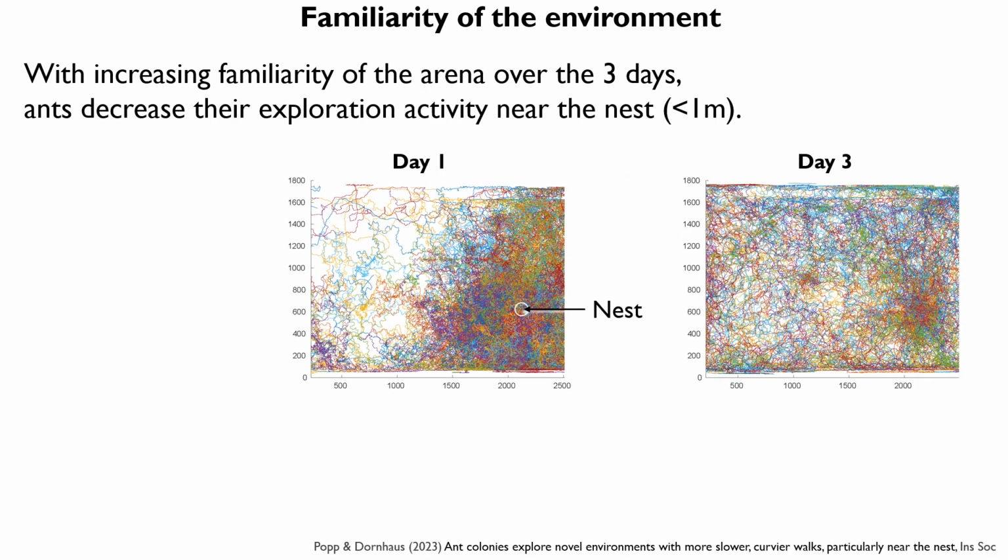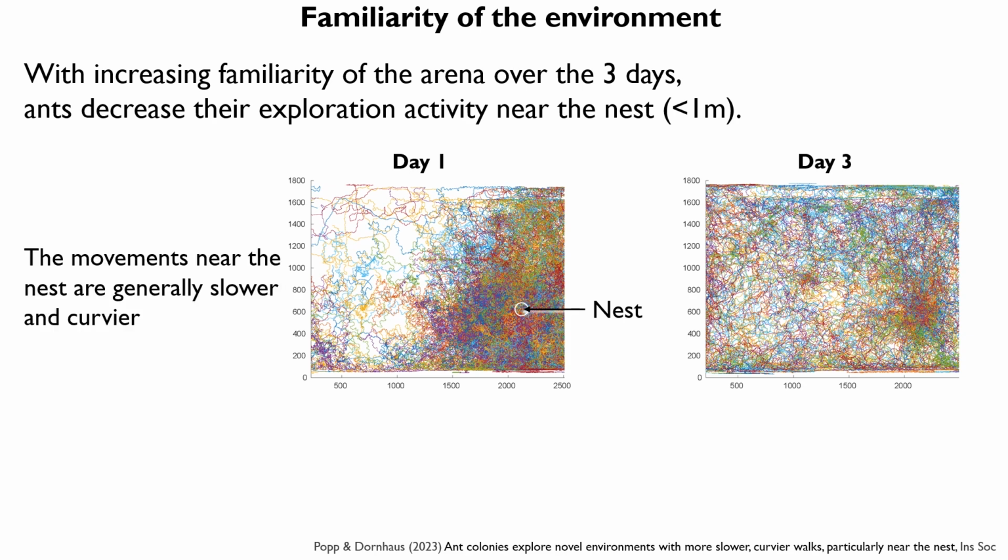And the results are that with increasing familiarity of the arena over the 3 days, the ants decrease their exploration activity in a radius of less than about 1 meter from the nest. The exploration activity farther from the nest doesn't change between the days. And these movements closer to the nest are generally slower and curvier than those farther away from the nest.